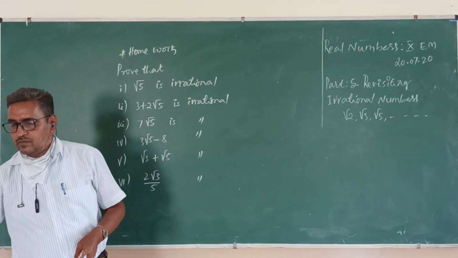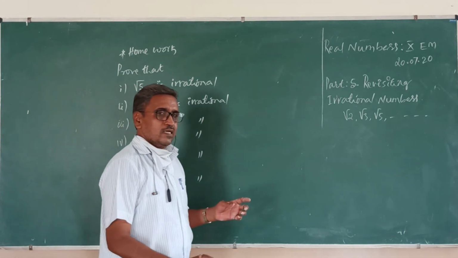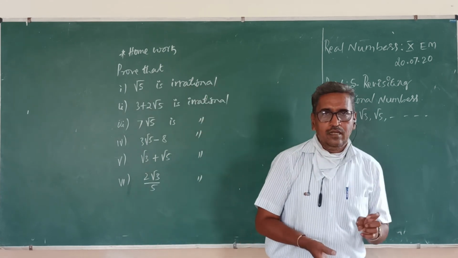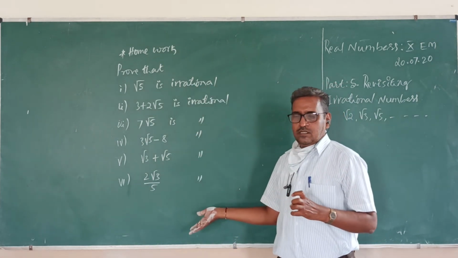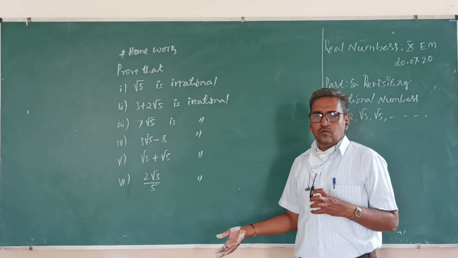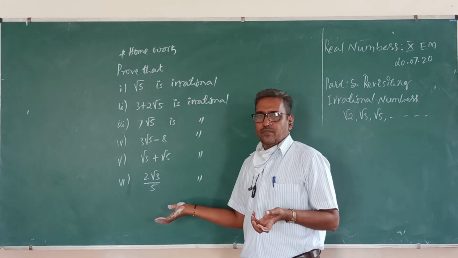So try to once again understand the contradiction method. Try to do this in the same steps. Okay? We'll see the next part in the next class.